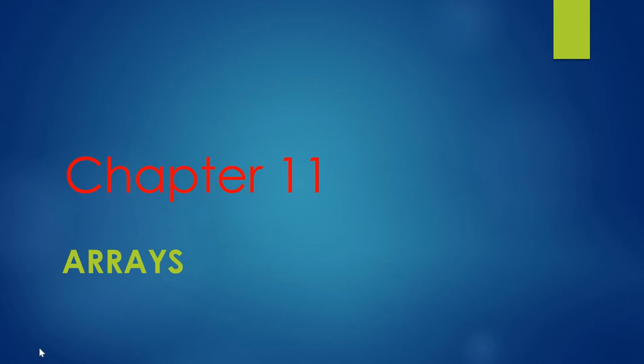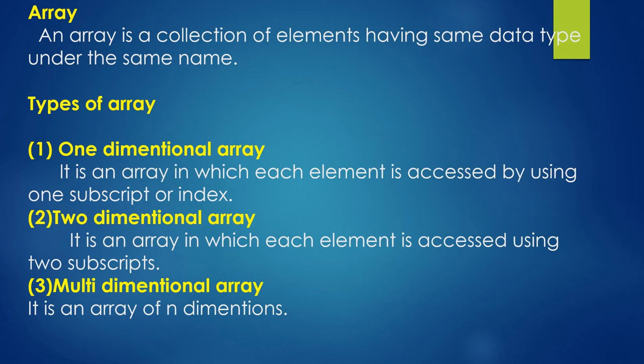Chapter 11, Arrays. It's an important chapter. What is an array? An array is a collection of elements having the same data type under the same name. We can compare it with a variable, which we have already learned. What is a variable? A variable can hold how many elements?